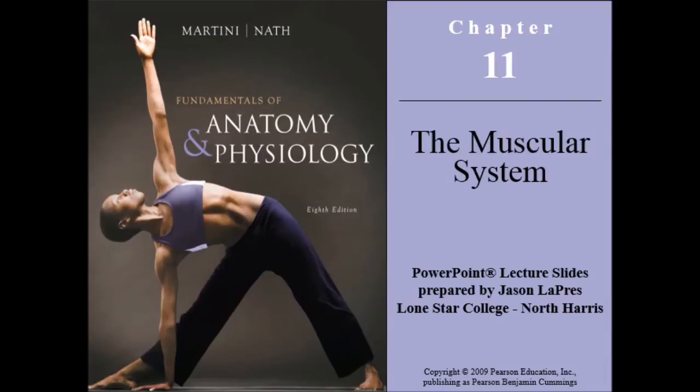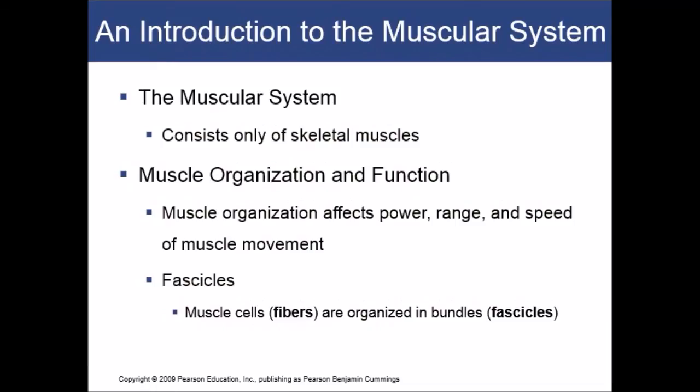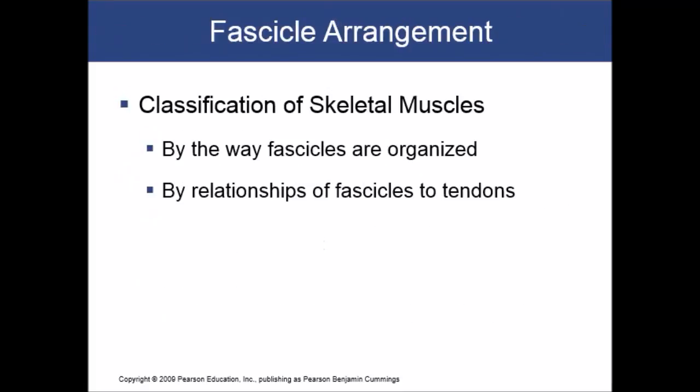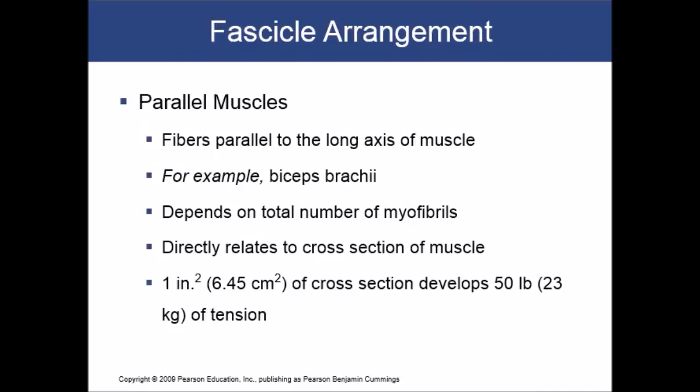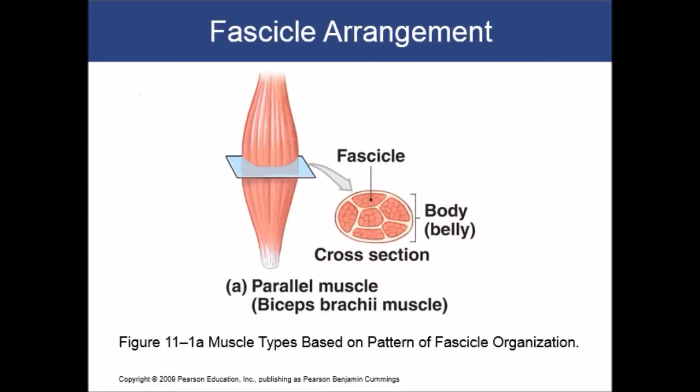For chapter 11, there's just a little part, just a couple of slides that you need to know, which is the organization of the muscle fascicles. The organization can be parallel, convergent, pinnate, or circular. The most important thing here is the example, like parallel. The example for that is biceps brachii. The fibers are parallel to the long axis of the muscle. So this is the biceps, which is an example of the parallel arrangement of the muscle fibers and muscle fascicles.